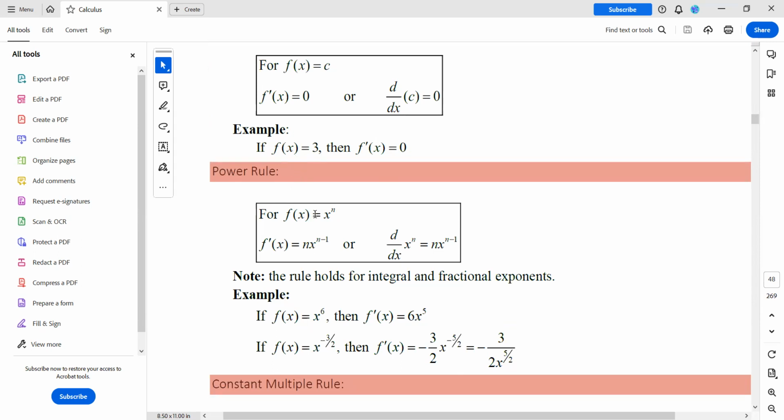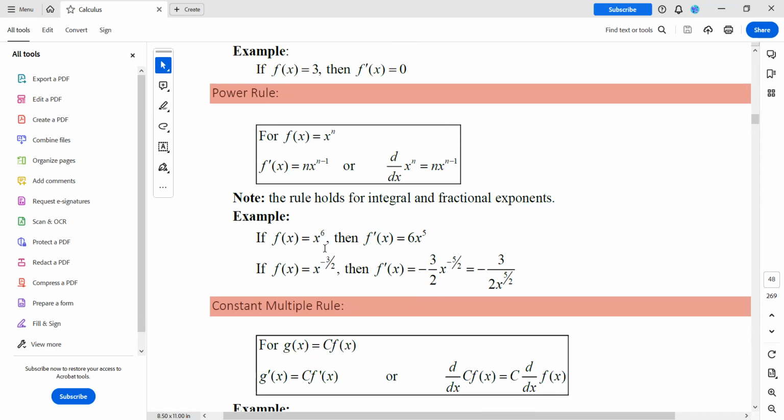Power rule is basically, as an example, you have, let's say, f of x is equal to x raised to power n. So the differential of f of x is going to be what? n x raised to power n minus 1. For differentiation, you subtract 1 from the power. If you are doing integration, you add 1 to it. So that's how it is.